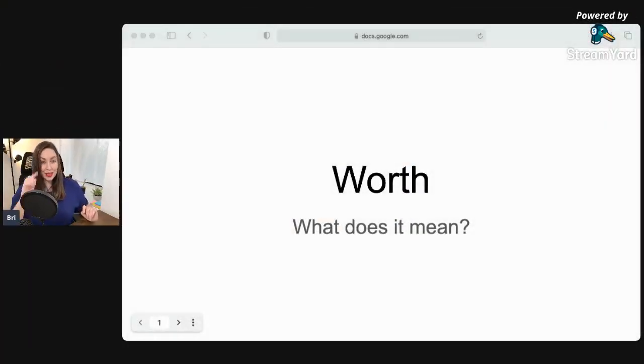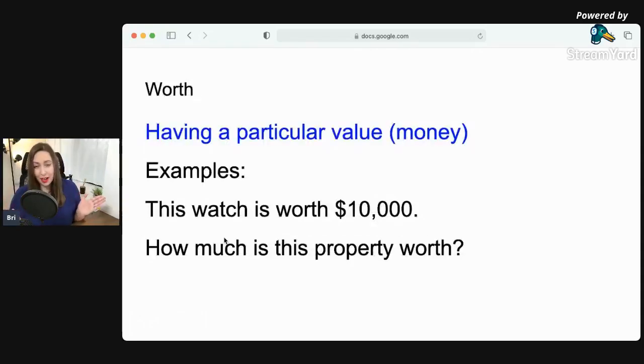I'm going to share my screen. Okay, so you can see worth. What does it mean? How do we use it? Like I said, there's a variety of different ways to use worth, so we're going to look at each one. First off, this is the worth that I think most people understand: having a particular value, when we're talking about money. Basically worth means value.